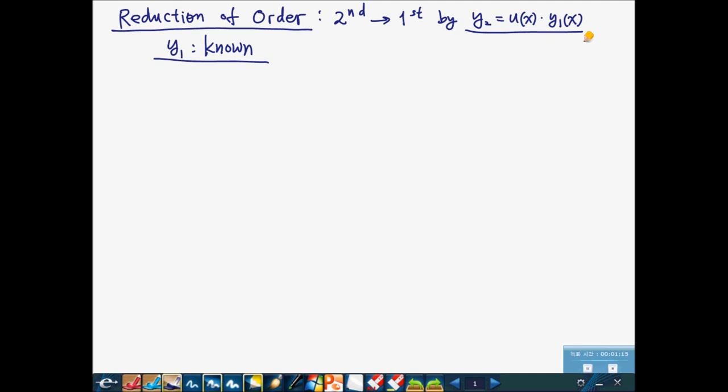differentiate this, okay? So y2 prime is u prime y1 plus u y1 prime, right? And y2 double prime is u double prime y1 plus 2 u prime y1 prime plus u y1 double prime. Correct? And we plug them into the original equation.